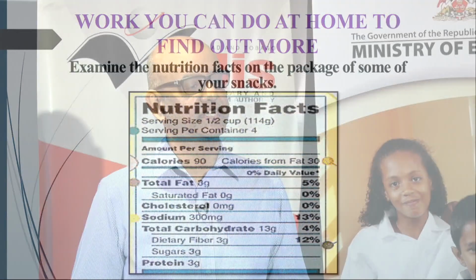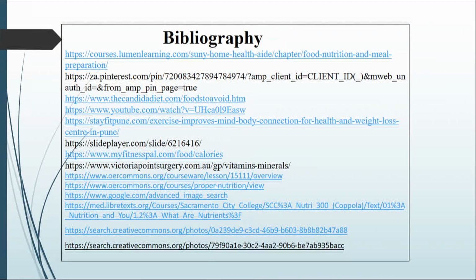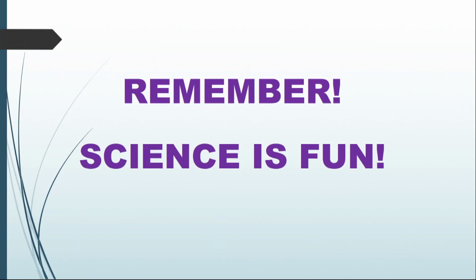So you can study the nutrition facts of the foods that you find in your cupboard to plan your balanced diet. I'd also like to direct you to the internet where we would have gotten some of our information. You can also do your research and look up what we did today. These are some of the sites that we used. And remember, science is fun.